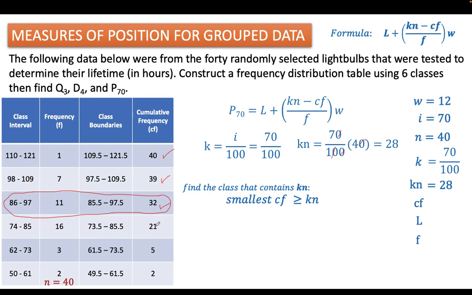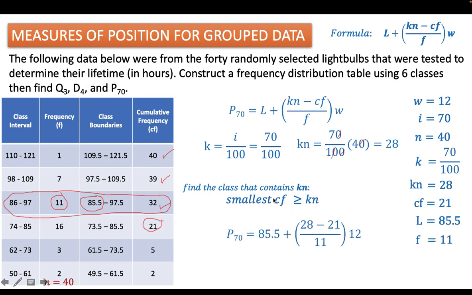Now, to get the CF, that is the cumulative frequency before the class, and that is 21. And our lower boundary here is the lower boundary of the class, and that is 85.5. And our frequency is the frequency of the class, which is 11. And we are now ready to use the formula.